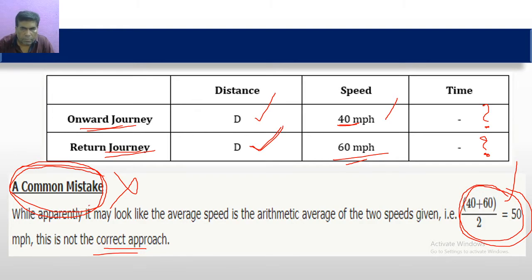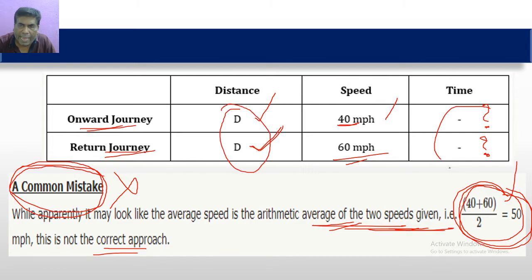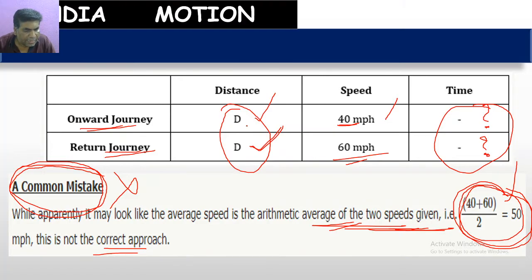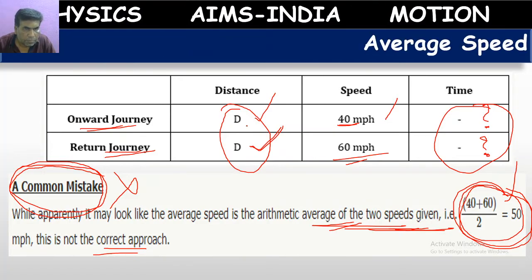So many of you gave the answer 50. I am telling it is wrong. Why is it wrong? Because it is the average of two speeds. We should not take it like that. What is the definition of average speed? Total distance by total time. Let's see the correct explanation.